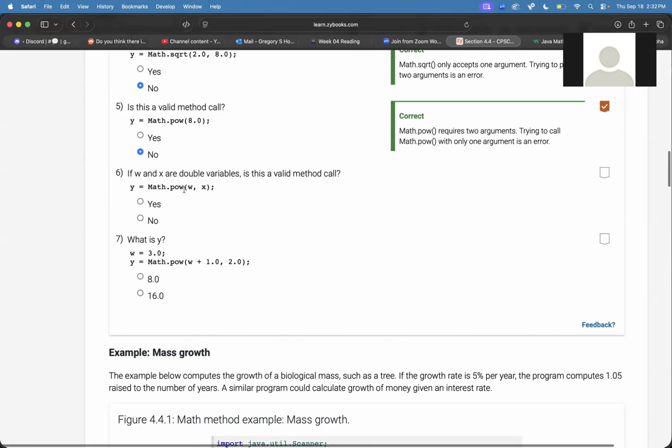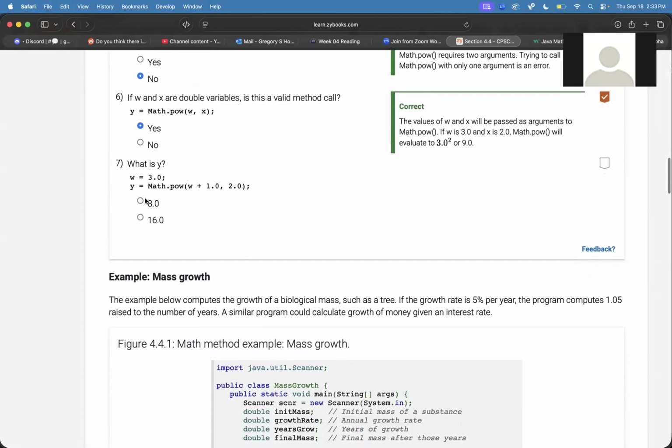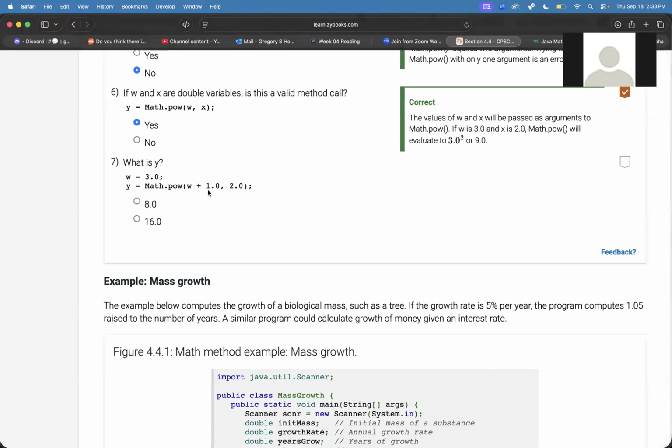Could you do math.pow w comma x? If everything here was defined, like the w and the x were defined, that would be okay. And if you did this, what would you get? You'd have to kind of mentally do this.